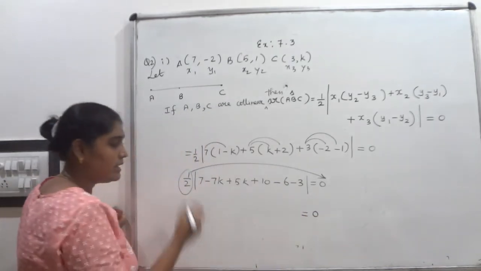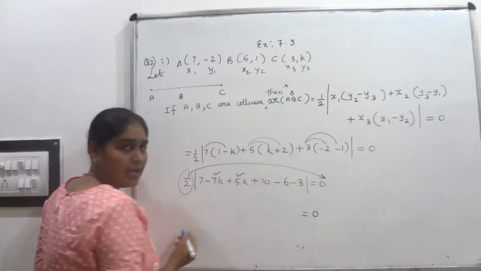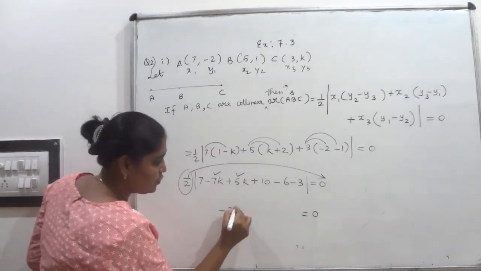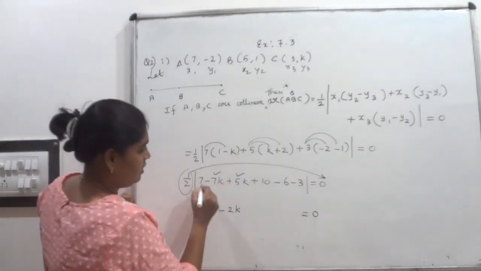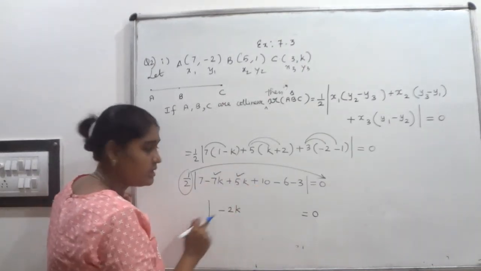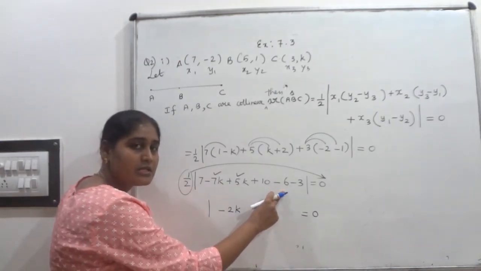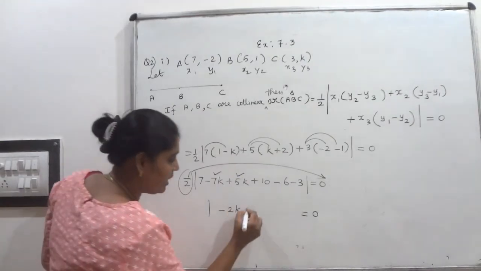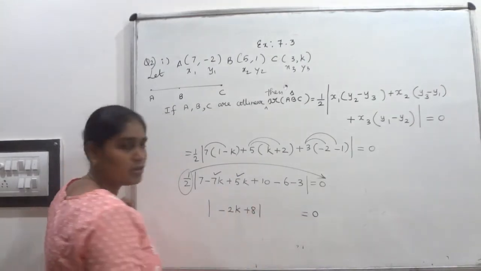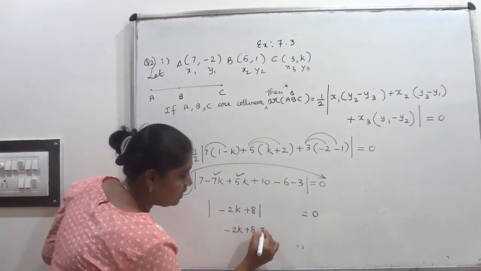Then simplify the k parts first. Minus 7k plus 5k will give you minus 2k. Then 7 plus 10 that is 17. 17 minus 6 is plus 11. Plus 11 minus 3 that is plus 8 equal to 0. So minus 2k plus 8 equal to 0.